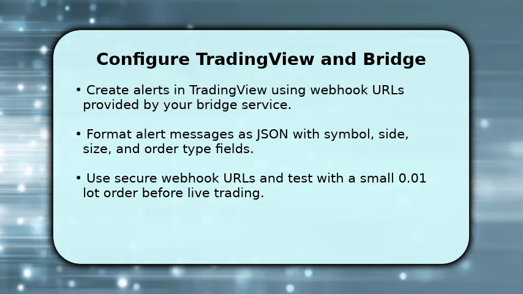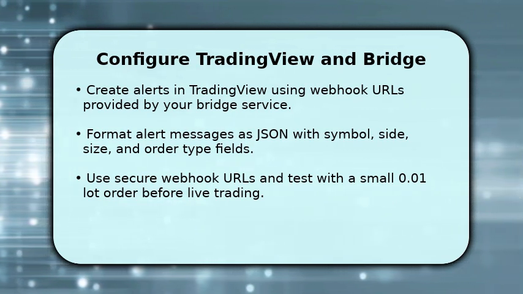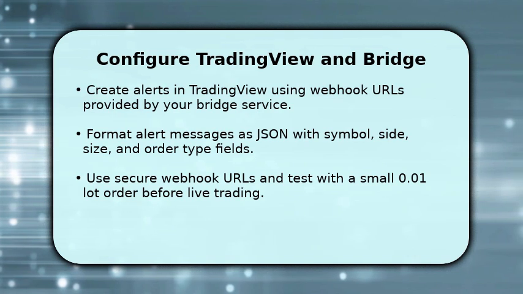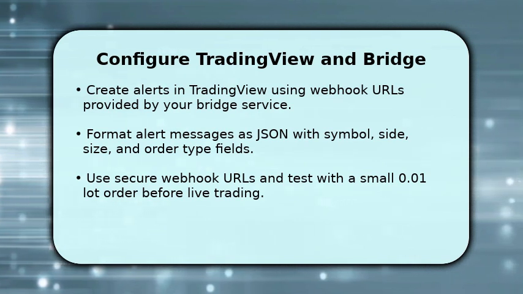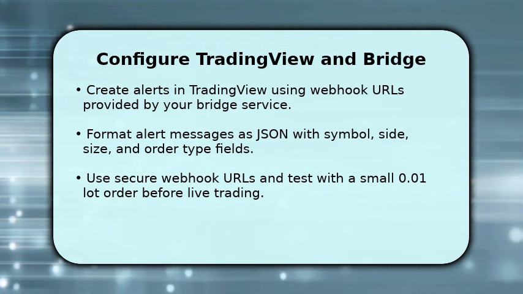In the alert dialog, paste the bridge-provided webhook URL, then craft the message body as JSON including fields like symbol, side, size, and order type. Choose alert actions: once per bar, close, or real-time, depending on risk.